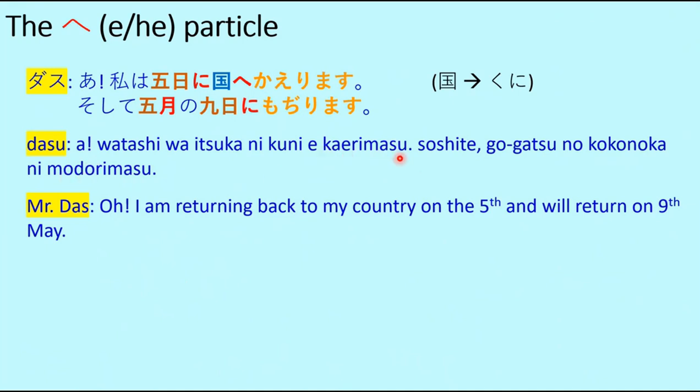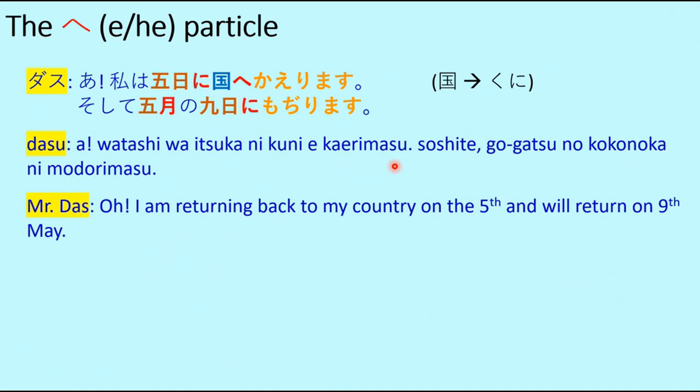So kaerimasu is used instead of ikimasu because Das-san or Mr. Das is returning to his own home country. He is going to his own home country, which may be India. From the surname, it appears that Mr. Das is from India and he is going to his native country. So instead of ikimasu, kaerimasu will be used here. So watashi wa itsuka ni kunie kaerimasu.